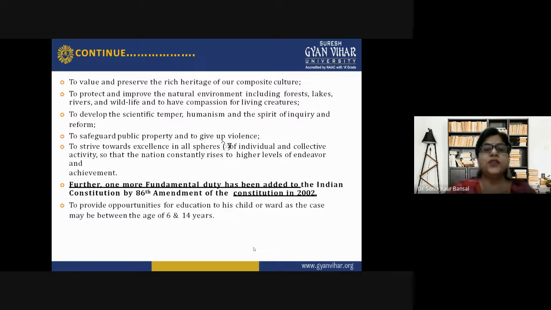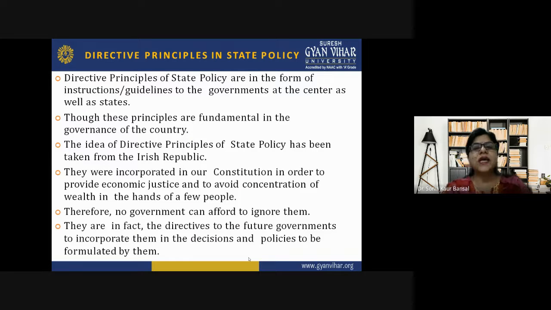Further, one more fundamental duty has been added to the Indian Constitution by the 86th Amendment of the Constitution in 2002: to provide opportunities for education to his child or ward, as the case may be, between the age of 6 and 14 years. So this is included in the duties of the parents according to the Constitution, that parents must educate their children. All right, students, so this is about fundamental duties. And now let's discuss directive principles of state policy.